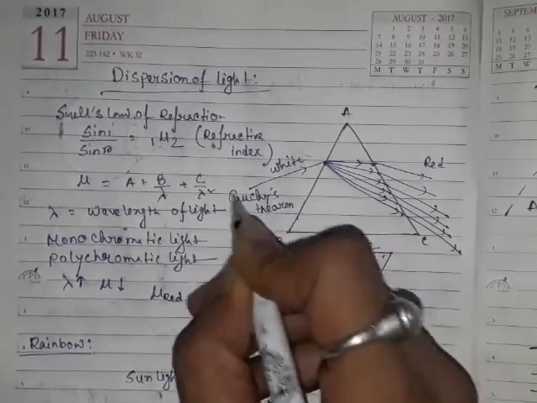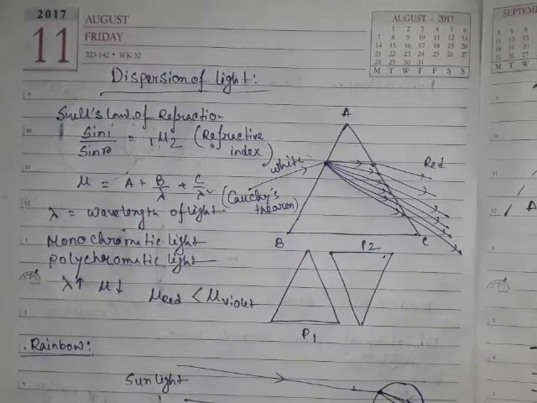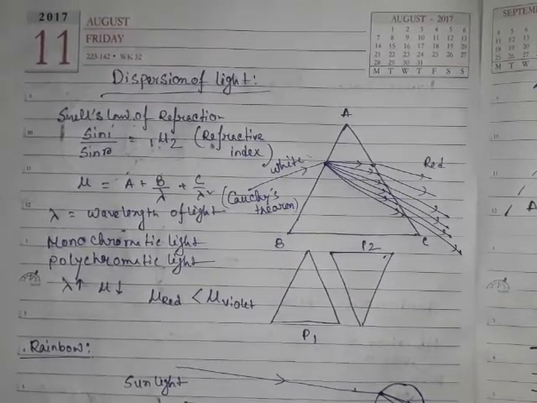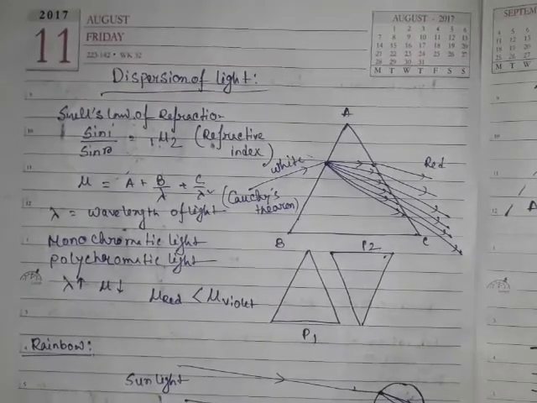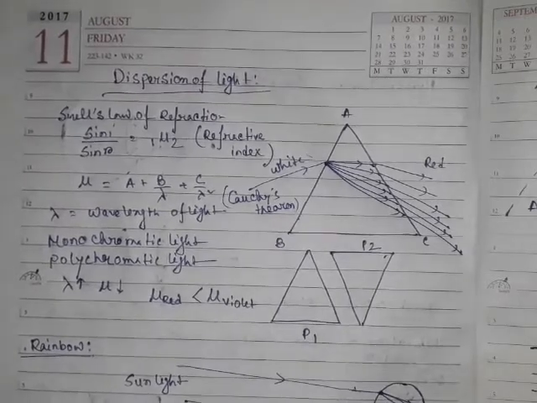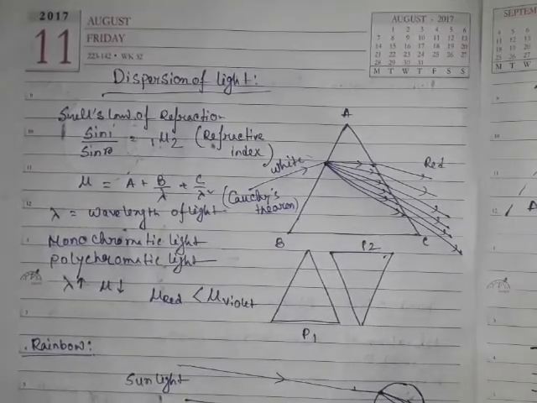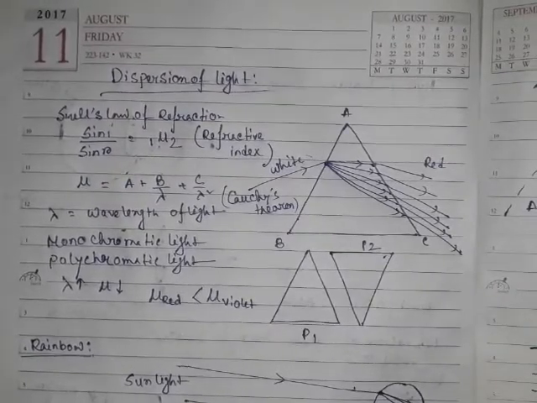Okay, so what is dispersion? Dispersion is a phenomenon where white light is divided into its colors when it passes through a prism. Okay, so that is called dispersion. Now first, Sir Isaac Newton used the prism to show the dispersion.